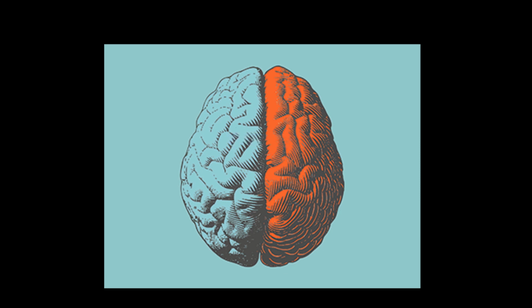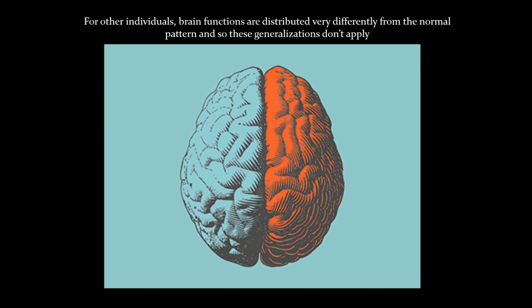There are, however, people who break many of the rules of brain lateralization, and have functions distributed very differently than what is otherwise considered normal, giving them unique abilities and disadvantages. While these individuals are extraordinary, many of the generalizations about hemisphere differences don't apply to them, but since they comprise less than 5% of the population, the statements which we will make are still generally accurate.